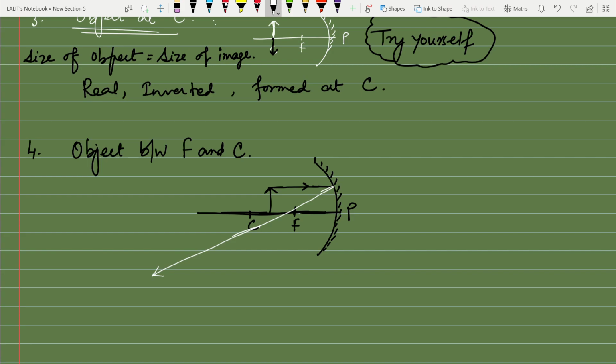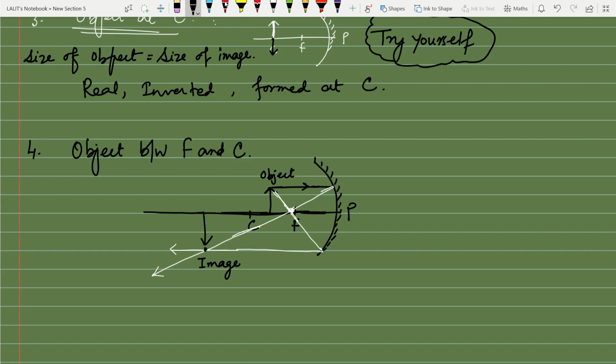And we can pass the second ray through the focus this way. The ray passes through the focus and goes parallel to the principal axis this way. So where is the image formed? You can see the image formation. It is formed at this point. This is the image, and here is the object. Now see the size. The image has become bigger in size, and the image is formed beyond C.